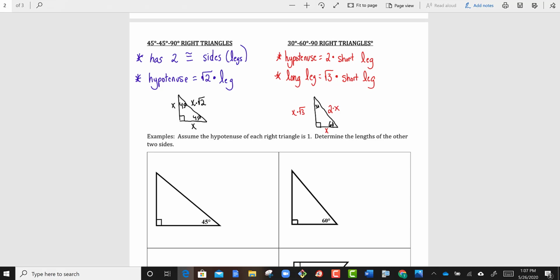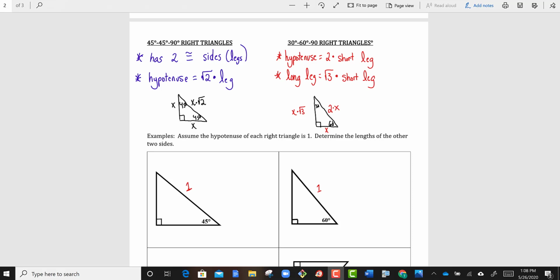So we're going to use those patterns to answer some of these questions below. In all of these problems, we're assuming the hypotenuse of each right triangle is 1. And we're doing that because in the trigonometry unit, the unit circle always has a radius or a hypotenuse of 1.